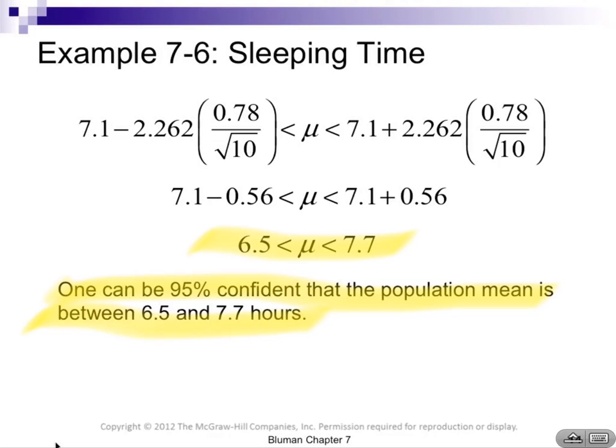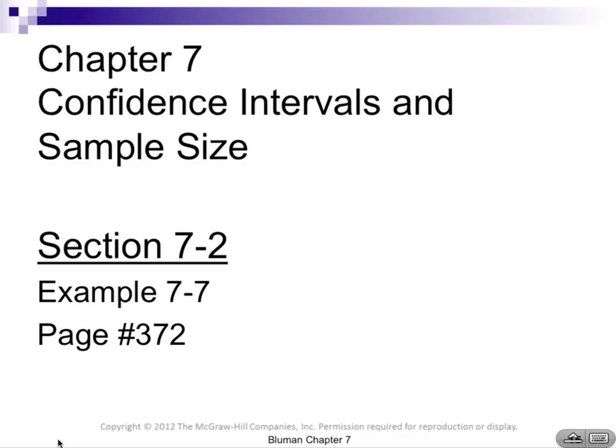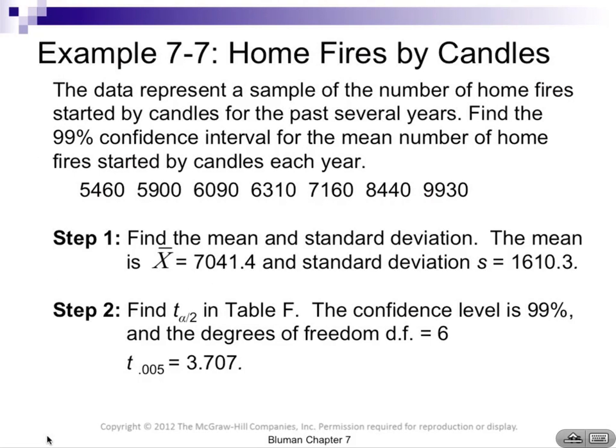Okay. So let's look at another example. This one's on page 372. It's about home fires by candles, for people that burn candles. This time you've got data, so you're going to have to do your 1-var stats and find the mean and standard deviation. If you want to crank it out by hand, that's fine. Or again, you can put it in the list, which I would recommend. We want a 99% confidence interval this time.